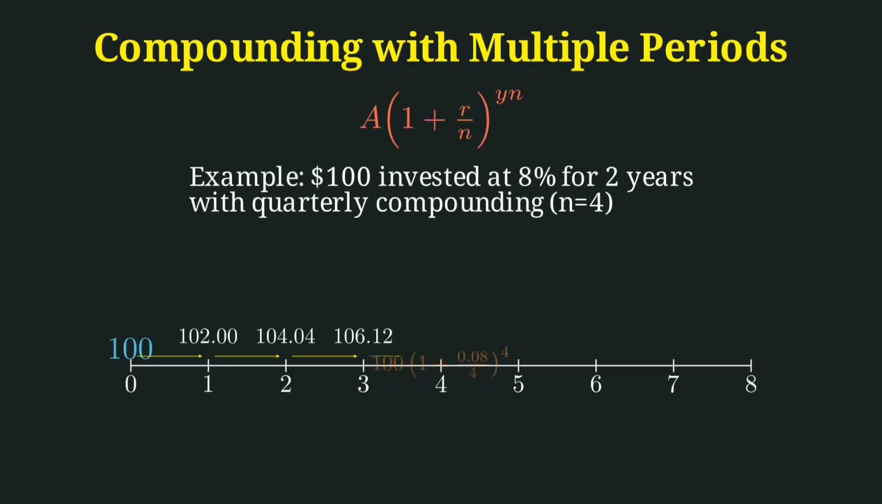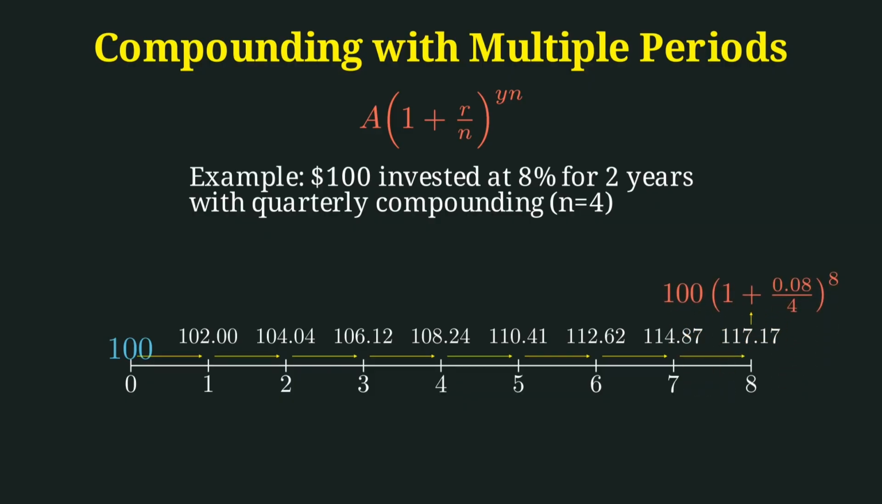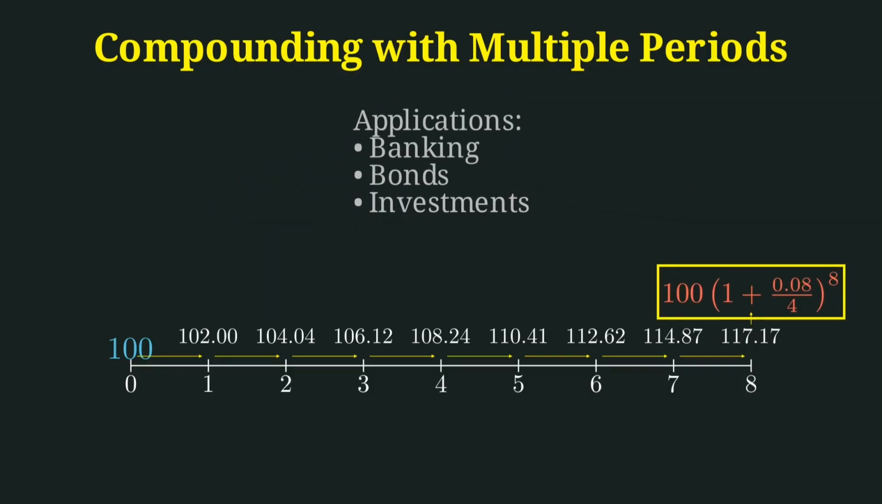For example, at the 4th period, that means after 1 year, it becomes 108.24, and so on. This will be the process. So finally, after 2 years, that means at the 8th period, you will get 117.17. So this is the general formula. The application is in banking, valuation of bonds, investment, and so on.